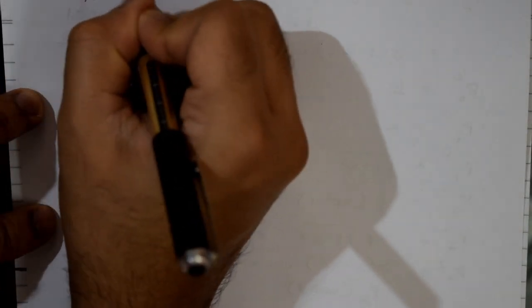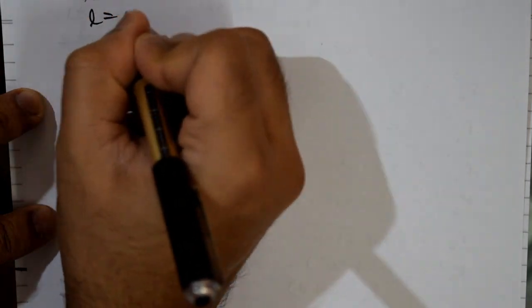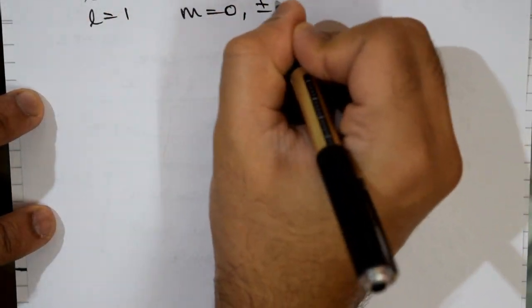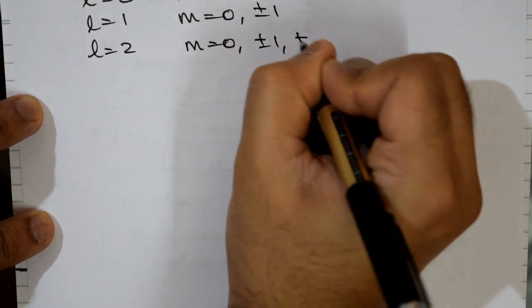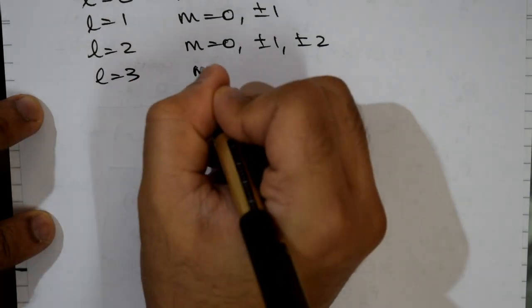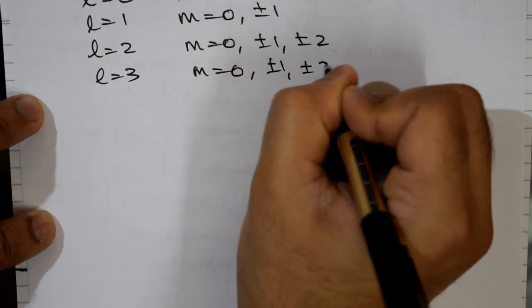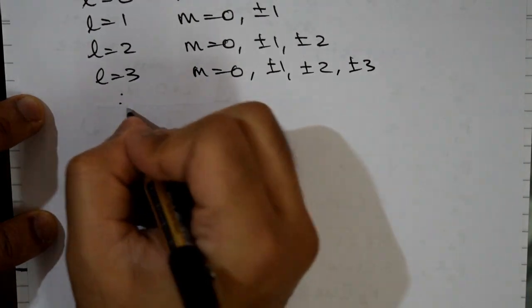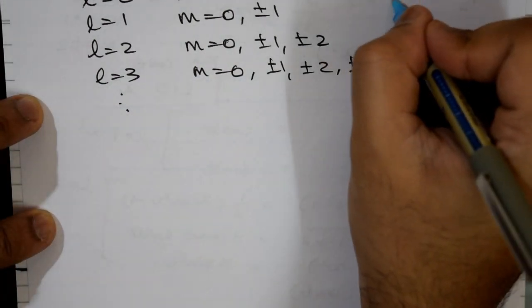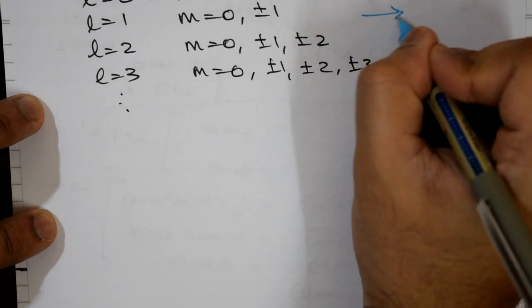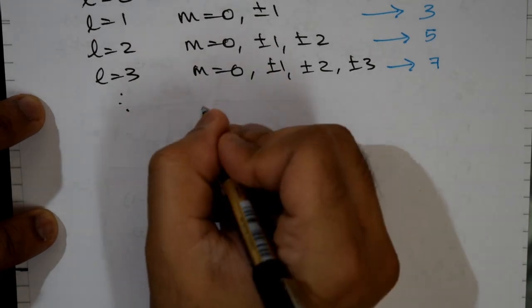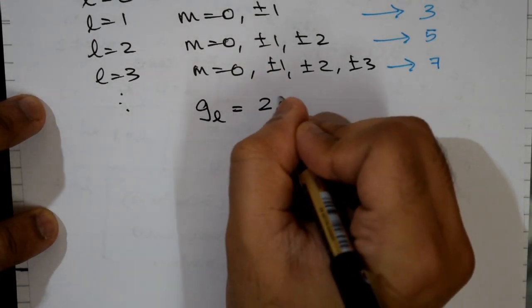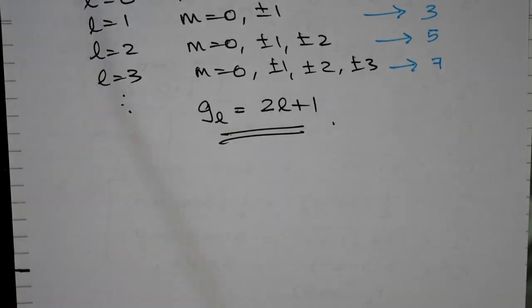L equal to 0, m equal to 0. L equal to 1, m equal to 0, plus minus 1. L equal to 2, m equal to 0, plus minus 1, plus minus 2. L equal to 3, m equal to 0, plus minus 1, plus minus 2, plus minus 3, and so on. And we are able to understand here that 0, 0 is a single value, this is 3, this is 5 and this is 7. Therefore, the level of degeneracy with respect to L will go as 2L plus 1. This is very important for us to remember and understand, as it will come back in other cases.